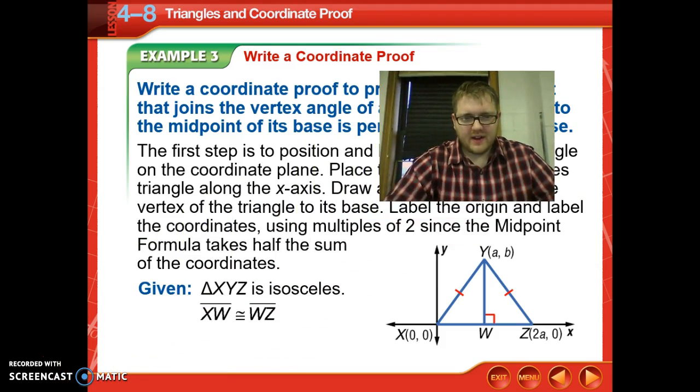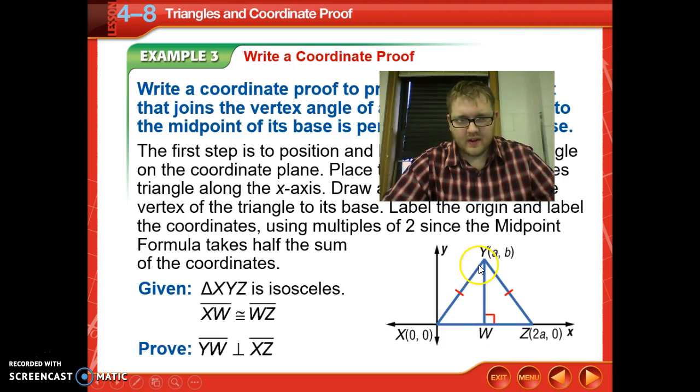So what we're given is that triangle XYZ is an isosceles triangle, and that XW is congruent to WZ because W is the midpoint of those. And we want to show that YW is perpendicular to XZ.